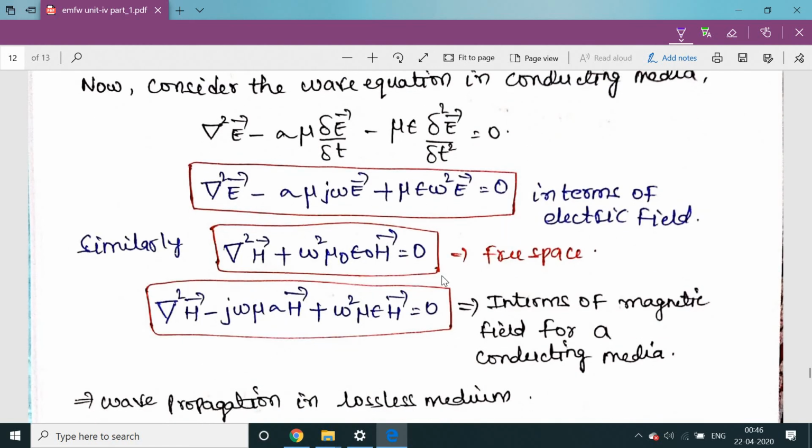Similarly, if you take the free space equation in terms of the magnetic field, you get this equation, and in terms of the magnetic field for a conducting medium, you get this equation.